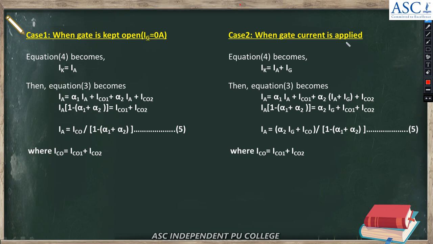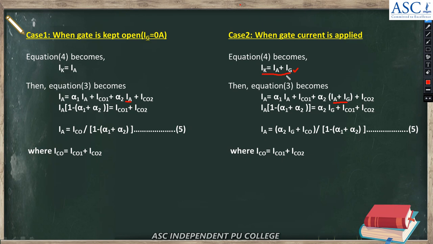When gate current is applied, equation 4 is Ik equal to Ia plus Ig. So there is a gate current. When gate current is applied, equation 4 becomes, instead of Ik, substitute Ia plus Ig. The equation remains the same. Here we considered Ia because Ik equal to Ia. In this case, Ik equal to Ia plus Ig.